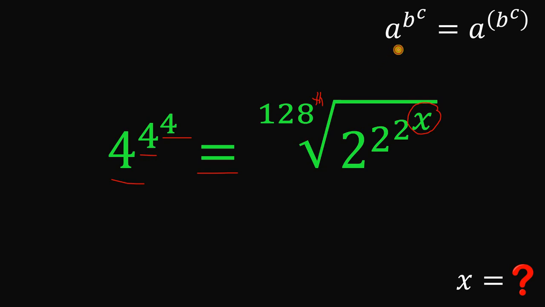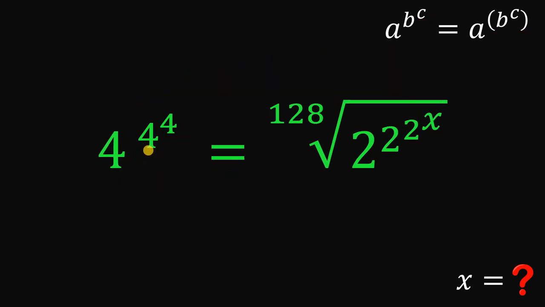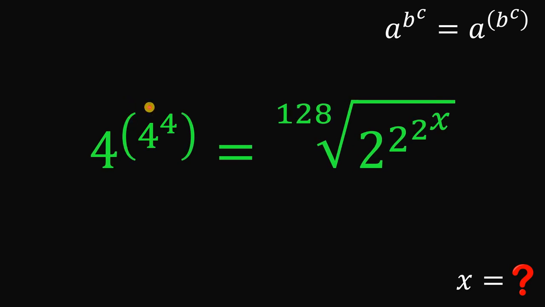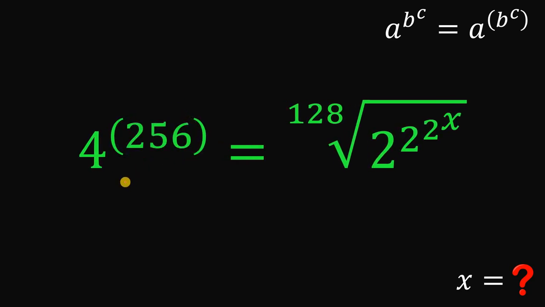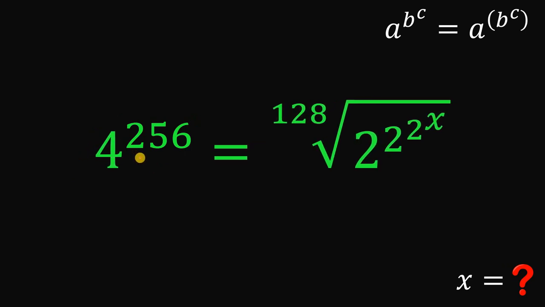Now take note that when we have a raised to b raised to c, this can be written as a raised to the power of b raised to c. So the left-hand side of our equation can be written as 4 raised to the power of 4 raised to 4. Now 4 raised to the power of 4 will give us a value of 256. Therefore, the left-hand side of our equation can be written as 4 raised to the power of 256.